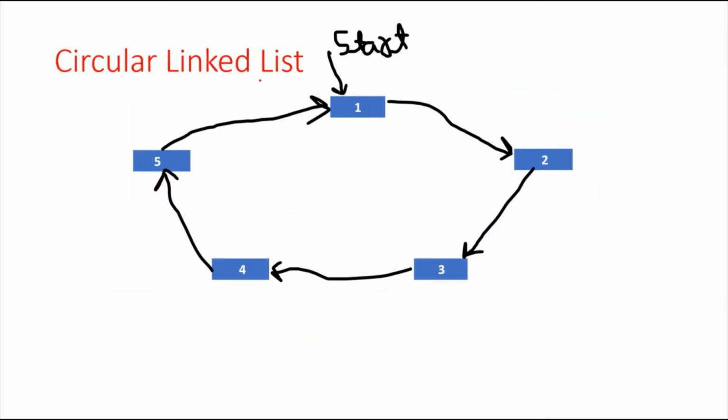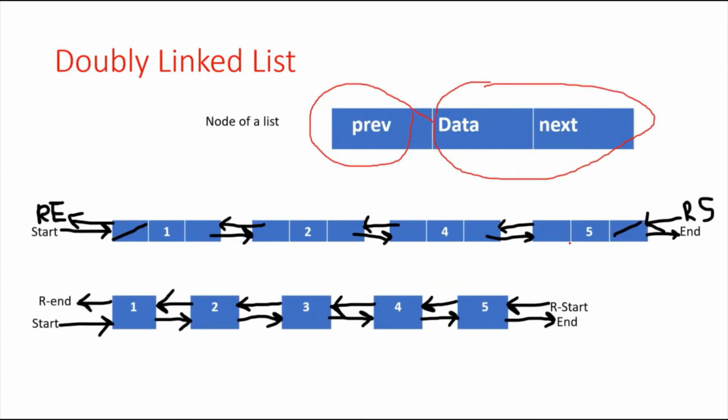Now we have the circular linked list. In the circular linked list, it forms a circle. How does it form a circle? Let's say it starts from 1, it will go to 2, 2 to 3, 3 to 4, 4 to 5, and 5 to 1. That means the last element's next address.